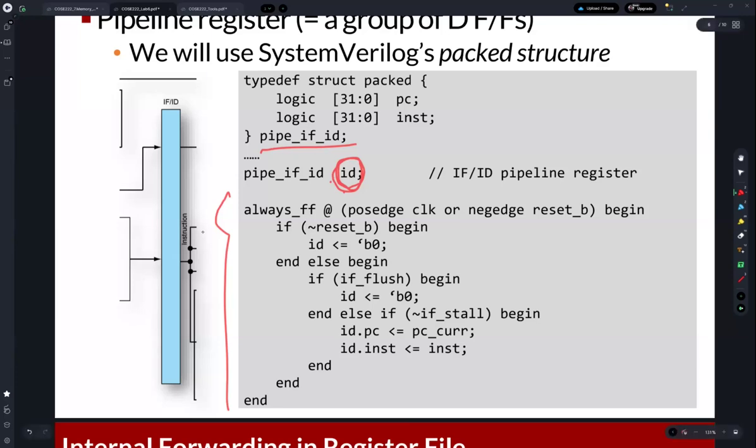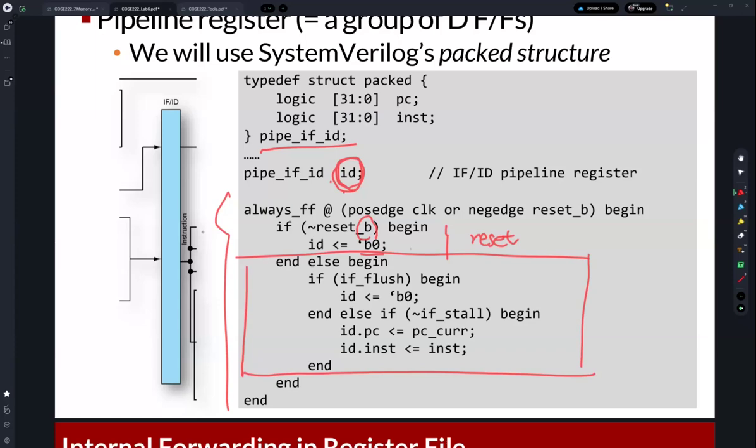If you read this code, it just defines the behavior of the pipeline register. For the reset case, you know this is the underbar B, so it means it's the negative reset. If the reset_b is 0, it means it's reset, right? So all signals become 0. This is the reset state. And then the normal operation state is defined here, right?